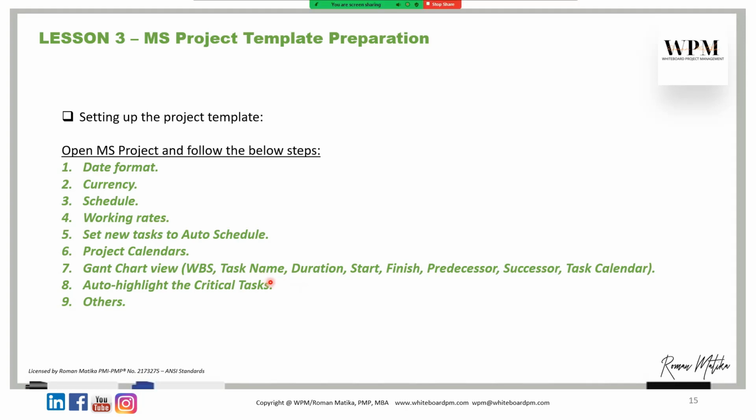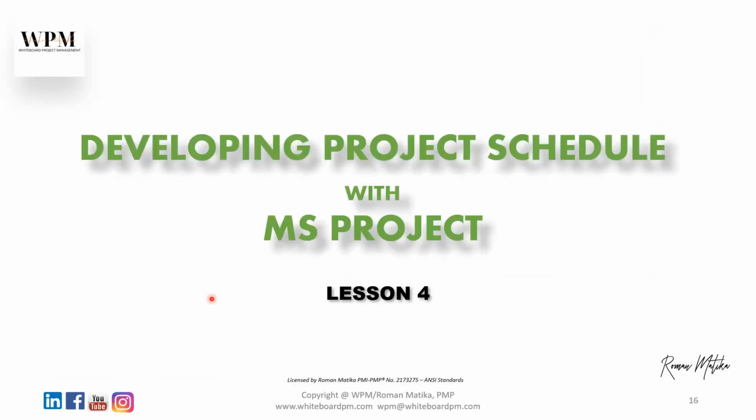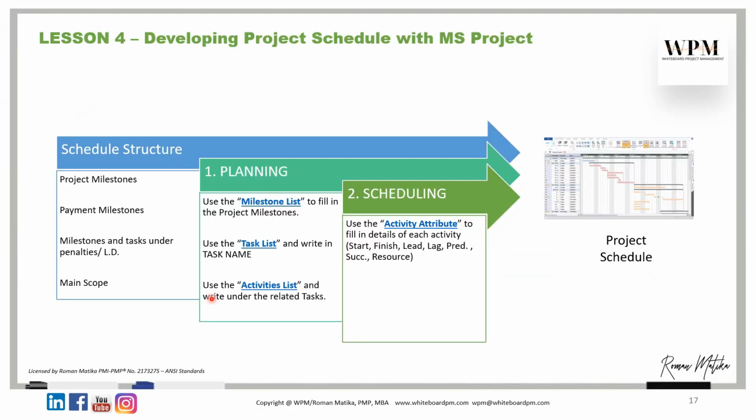The Gantt chart view, the WBS, the task name, duration, start, finish, all these things, put them as columns beside each other. Those are the most important ones you need to start with. Click the auto highlight critical tasks so you can monitor the critical tasks during development and others. Then save it as a project template. You need this during the project execution. Now we have a project template and we go to developing the schedule.